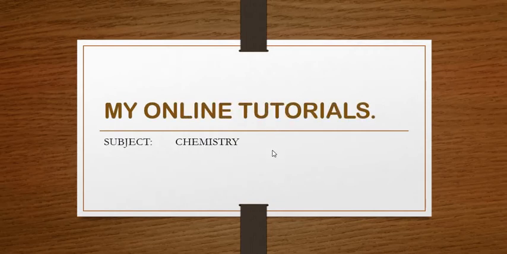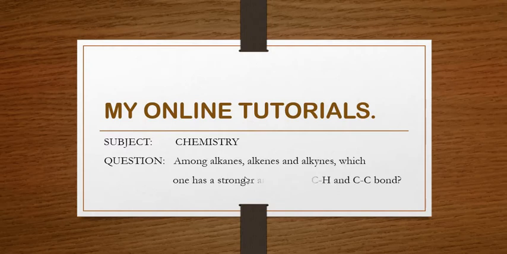In today's lesson, I will take you through an examinable question in chemistry. And the question says, among alkenes and alkynes, which one has a stronger and shorter carbon-hydrogen and carbon-carbon bond? To be able to determine which one of them has a stronger and shorter carbon-carbon and carbon-hydrogen bond, there are a few points that we need to know.